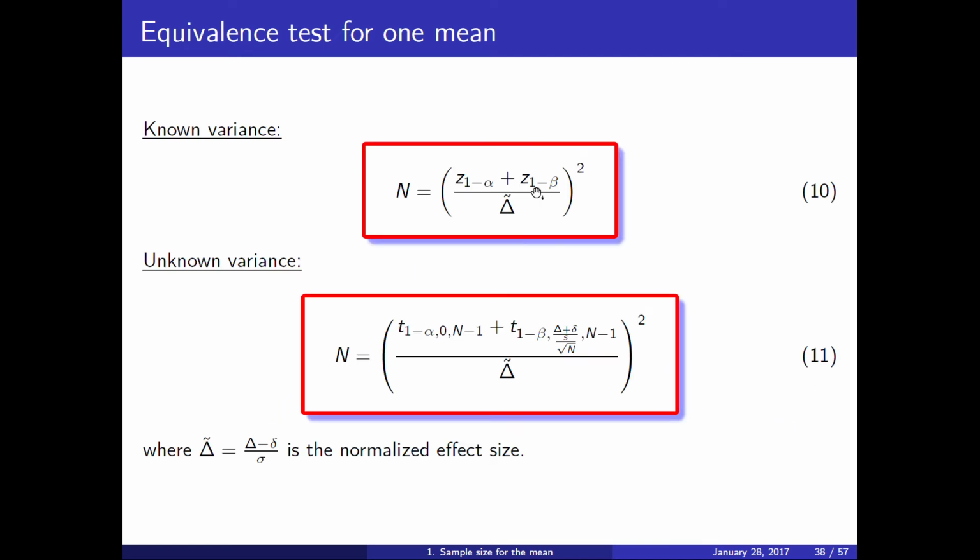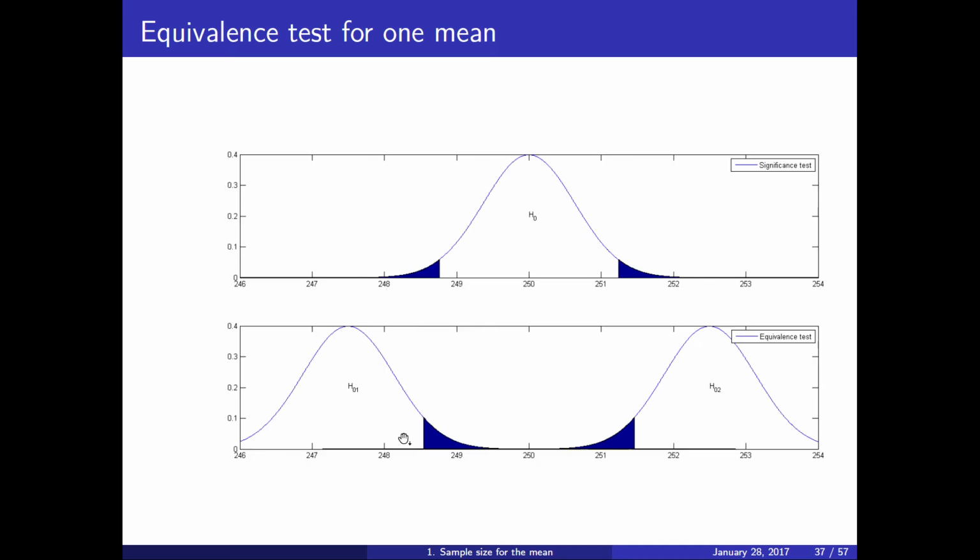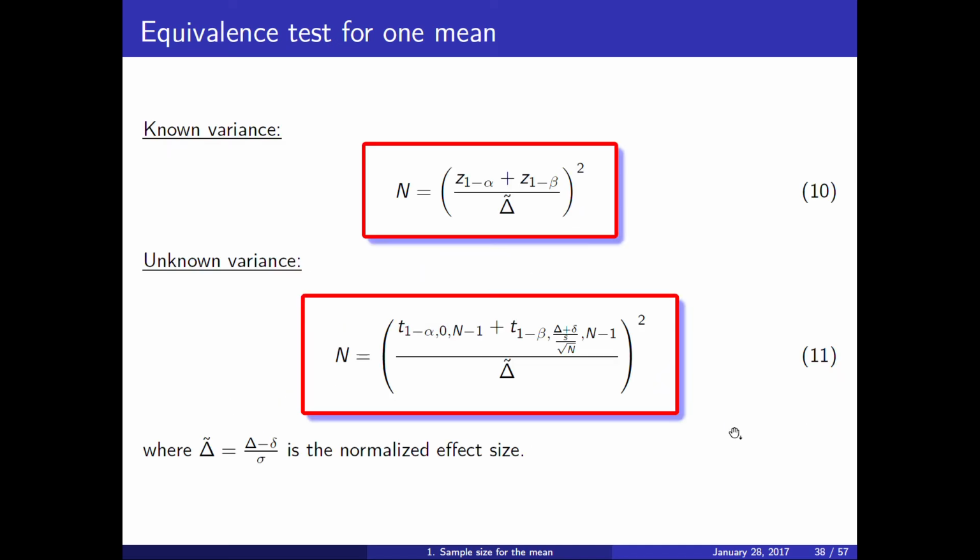Okay, so now we know how to do that, because we have the formulas for the hypothesis test. Each one of these we know how to compute, and we have the formulas with n when the sigma is known, when the sigma is unknown and you have to estimate it from the data. And what is interesting here is the way to normalize the effect size. So the effect size is not delta divided by sigma, but delta, the difference that we want to detect, minus the tolerance, divided by sigma.